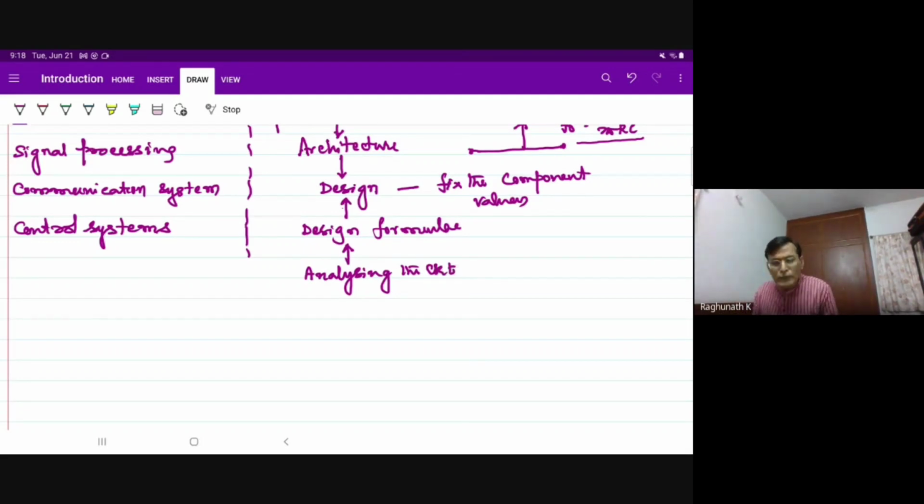Maybe in the subject network analysis, you might be wondering, why should I analyze this network? Just for the sake of analysis, we will not waste our time. Whenever I do the required analysis of that particular circuit, I will know the way in which the performance specifications of it and the component values of different components in that architecture are dependent. That is what is deriving the design formula.